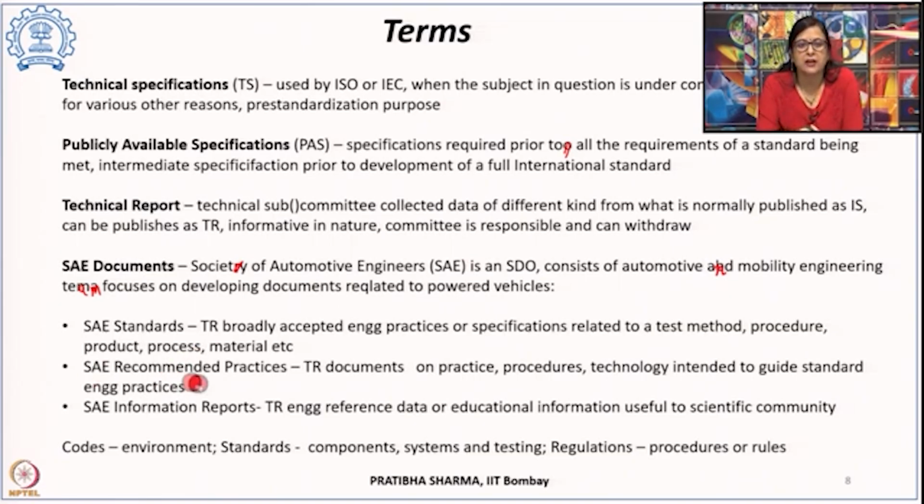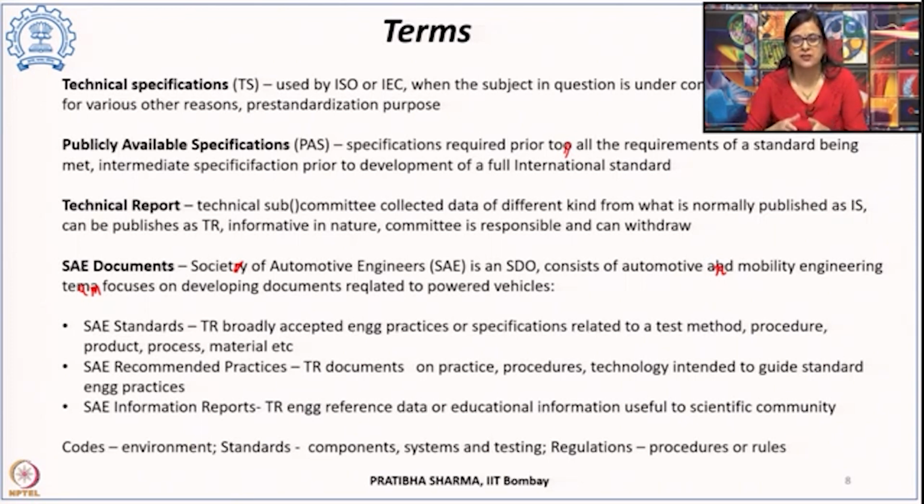Then there are SAE recommended practices, again technical documents on the practices and procedures that need to be followed, any technology intended to guide standard engineering practices. And finally there are SAE information reports, which are again technical reports having engineering reference data, or educational material provided to the technical or scientific community. Now let us understand that there is a difference between codes, standards and regulations.